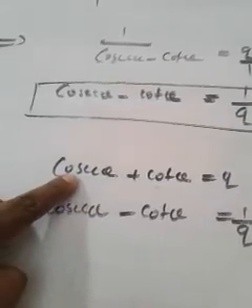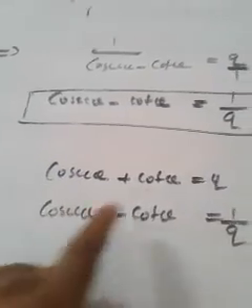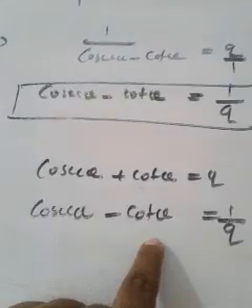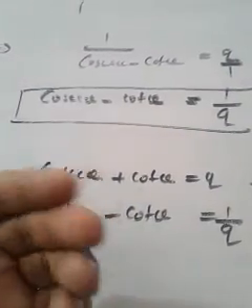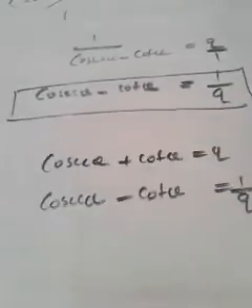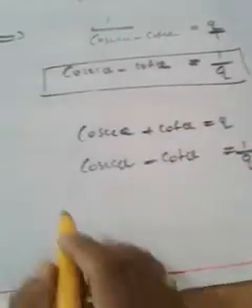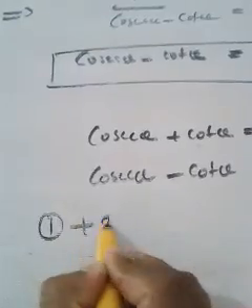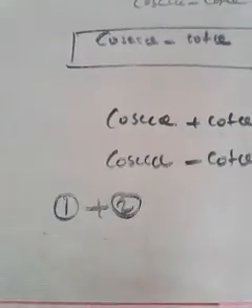What is the coefficient of cosec? 1. What is the coefficient of cot? Plus 1 in the first, minus 1 in the second. Since the coefficients are plus 1 and minus 1, let us add the two equations. I'm going to add the first and second equation.